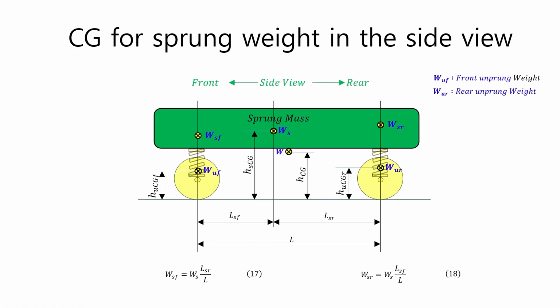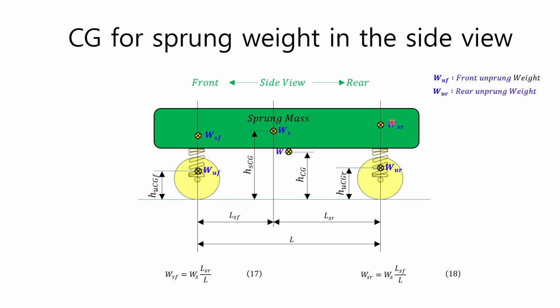This time, let's calculate the location of the center of gravity for sprung weight in the side view. Here is a side view of the vehicle. The left side is the front of the vehicle and the right side is the rear of the vehicle. WSF represents the front sprung weight and WSR represents the rear sprung weight. Knowing the sprung weight and its longitudinal position, we can calculate the sprung weight on the front axle and the sprung weight on the rear axle.